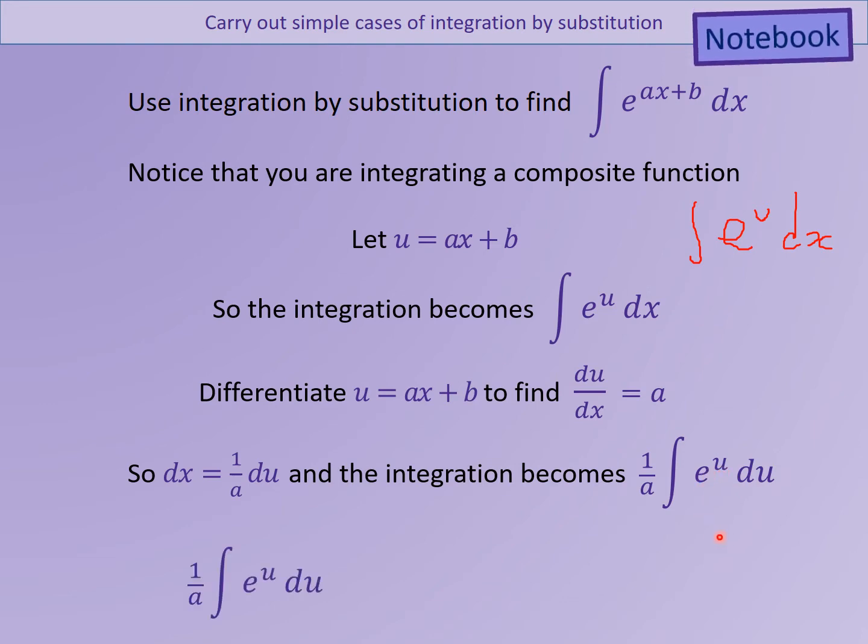So I can answer that question as 1 over a e to the u plus c. And at this stage, you should be thinking, I don't want to use u in the final equation. I know what u equals. It equals ax plus b. So my final answer will be 1 over a e to the ax plus b plus c. And that's us using integration by substitution to get our final answer.